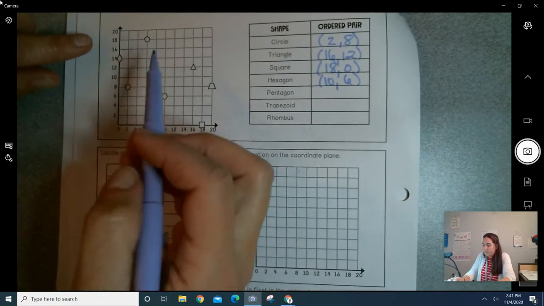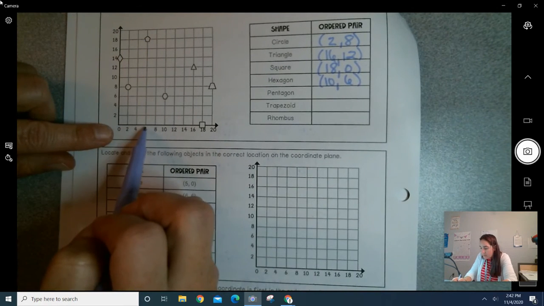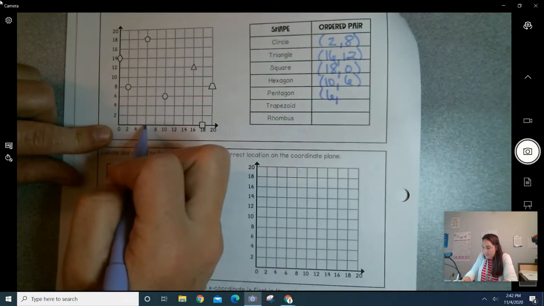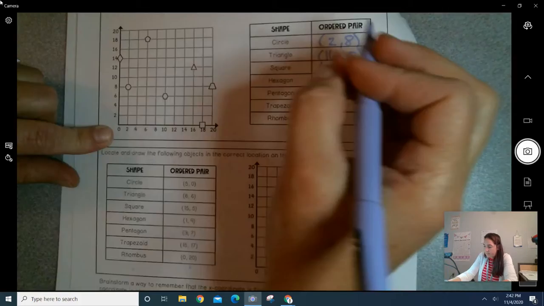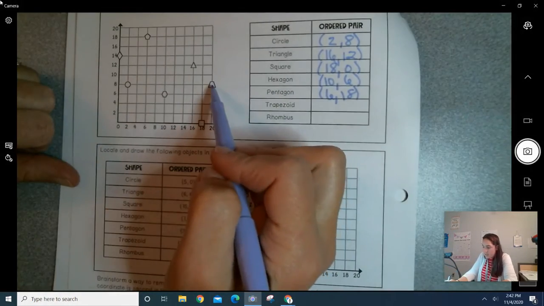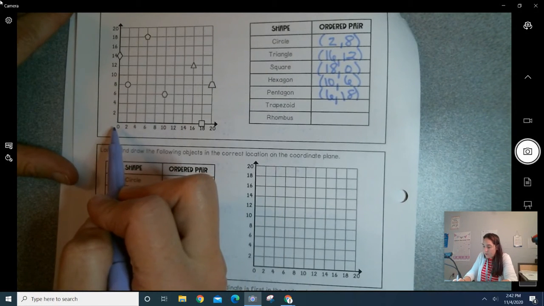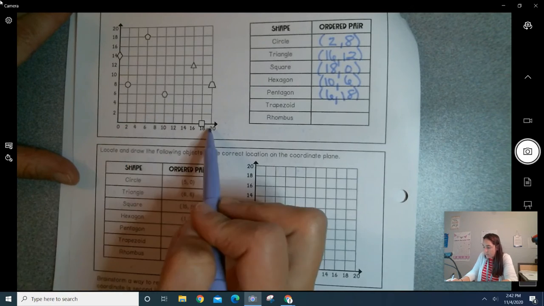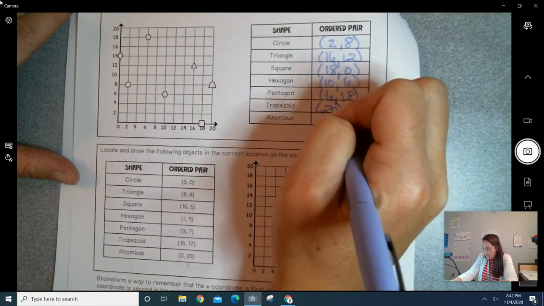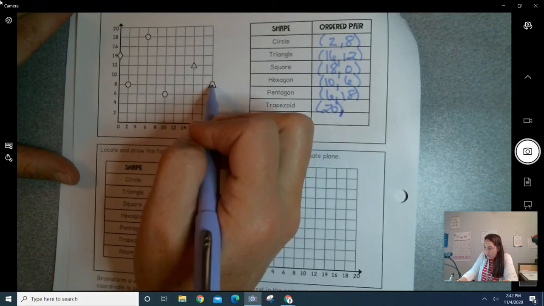The pentagon was this shape up here. And to get over to the pentagon, we had to go to the right 6. And to get up to the pentagon, we had to go up 18. The trapezoid is here. And remember, we start at 0, 0. And to get over to the trapezoid horizontally, we go right 20. Oops, that should be a comma. And to get up to the trapezoid from there, we go up 8.